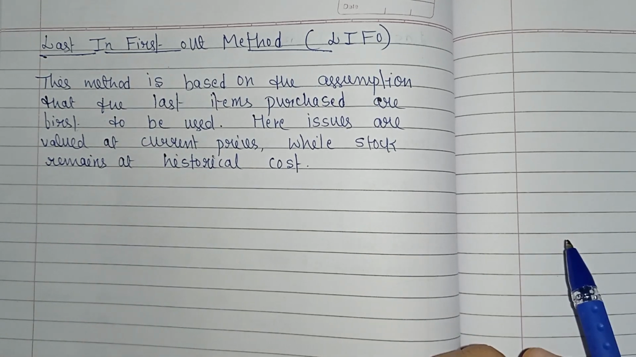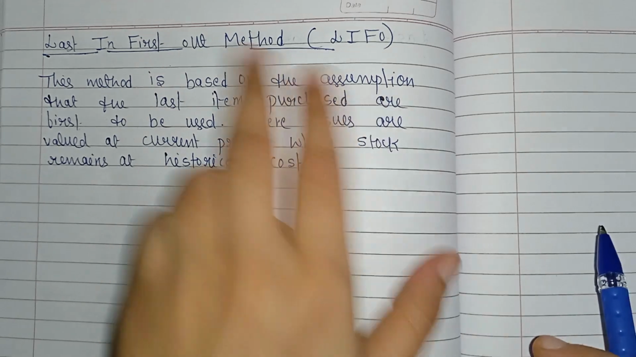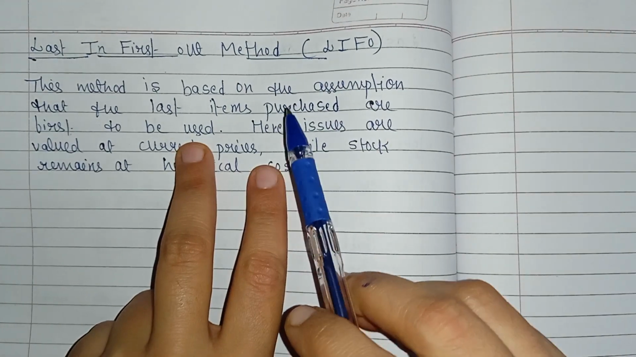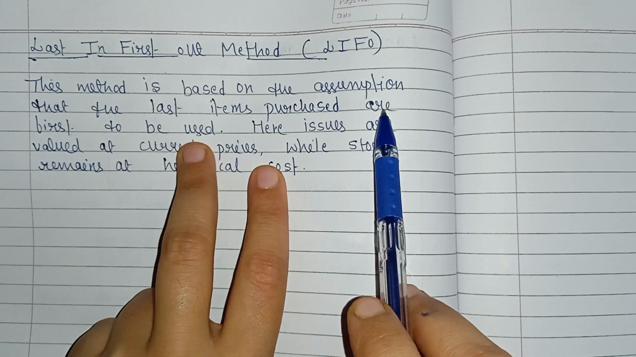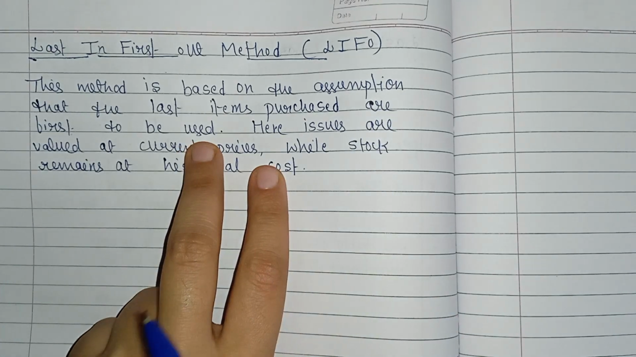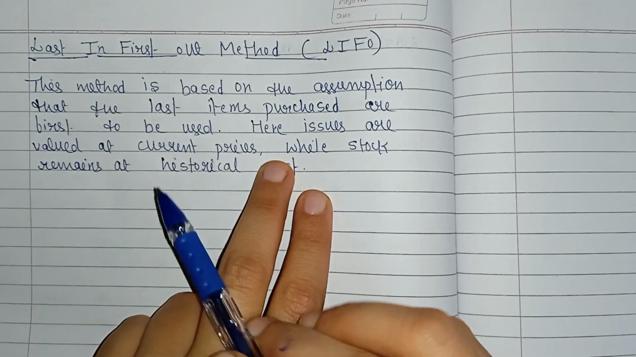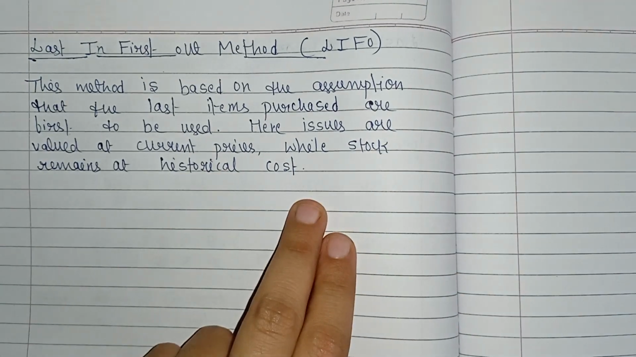In today's video we are going to talk about LIFO, which stands for last in, first out method. It means this method is based on the assumption that the last items purchased are the first to be used. The newest one we need to use first, meaning we need to sell or issue it first. Here issues are valued at current prices while stock remains at historical cost.